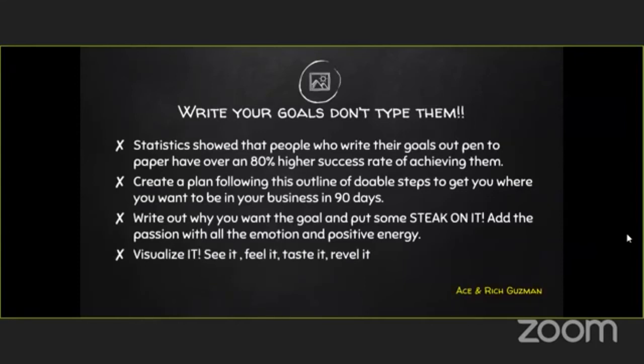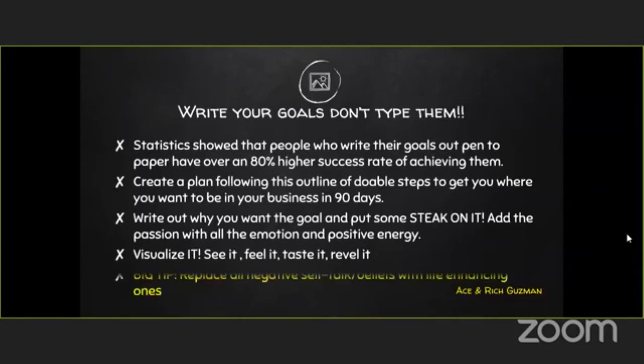Okay. The next step is to visualize it. Just like Rich said. See it, feel it, taste it, revel in it. Just like the car. I visualized the car a few years ago. And it's already coming this week. Absolutely. So you've got to see it, feel it, taste it, revel in it. You've got to really be in it all.